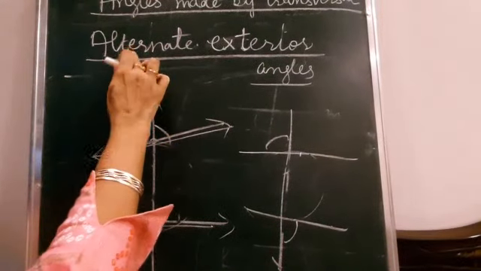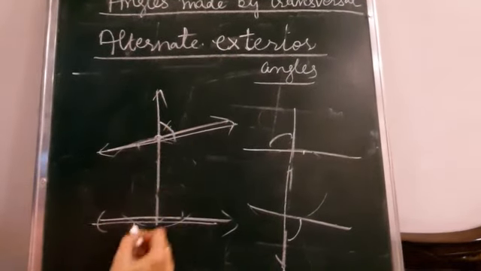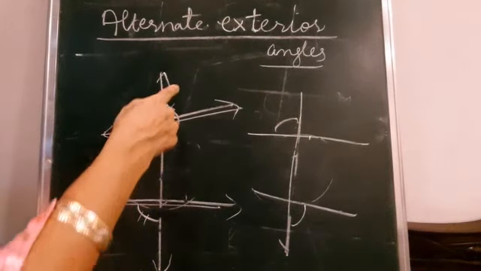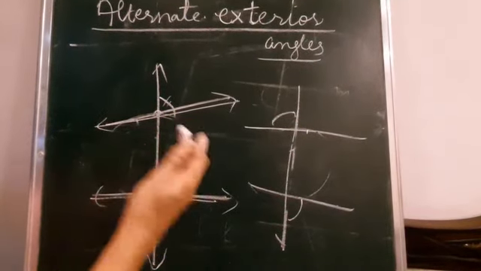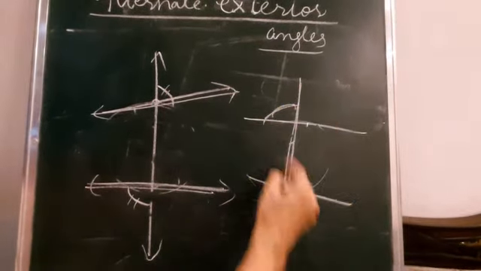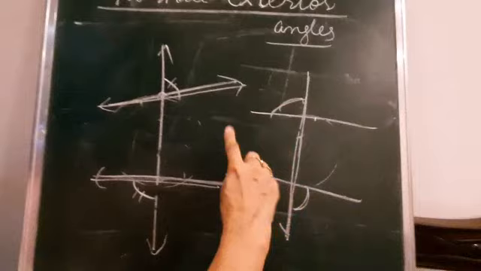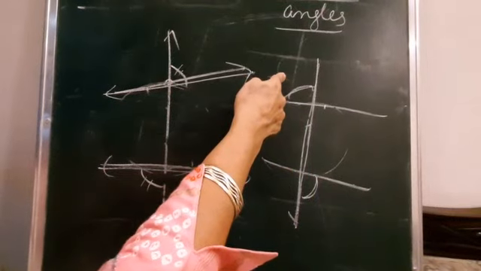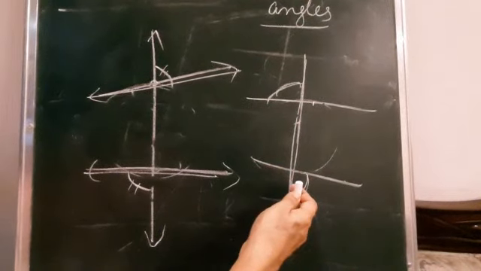Now same as alternate exterior angles, same as interior, but here the position is exterior. This angle and this angle are said to be alternate exterior. They are on the exterior of these two lines and they have different vertices and are on the opposite side of transversal. Same here, these two angles are said to be alternate exterior. They are on the opposite side of transversal and are on the exterior. Now see, this is exterior, this is also exterior and on the opposite side of transversal.